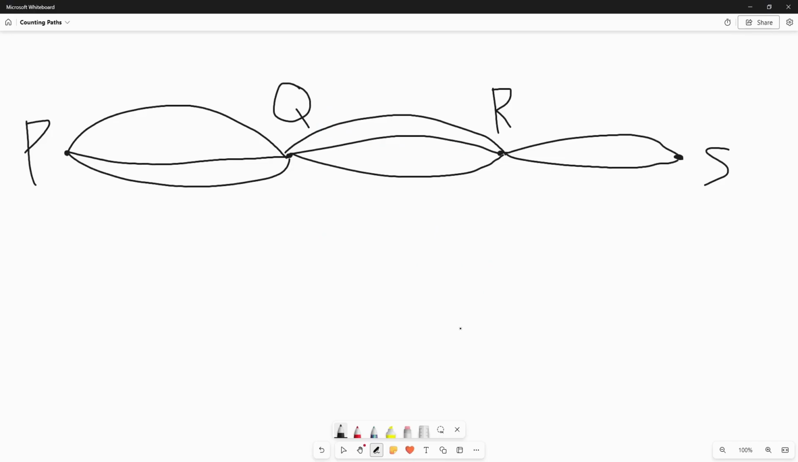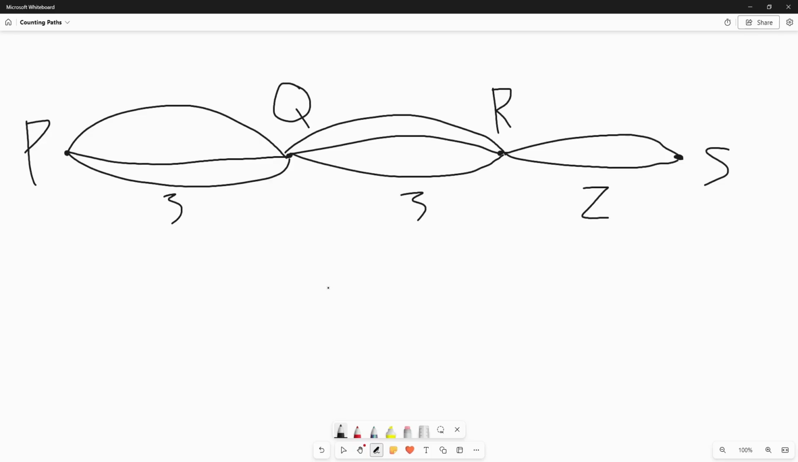Now let's get into some examples. So for this problem, if you wanted to calculate the number of paths we could take from P to S, first we need to calculate the number of paths we could take from P to Q, Q to R, and then R to S. So we can just count for each one. P to Q, there are 3 paths. Q to R, there are 3 paths, and R to S, there are 2 paths.